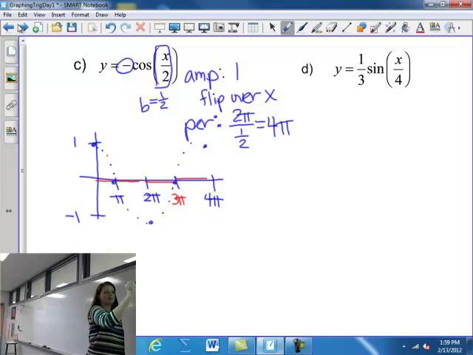So this one that was up here at 1 is now going to be there. What if I flip something on the x-axis? It just stays where it's at. What if I flip this one, which was at negative 1? Now it's at positive 1.